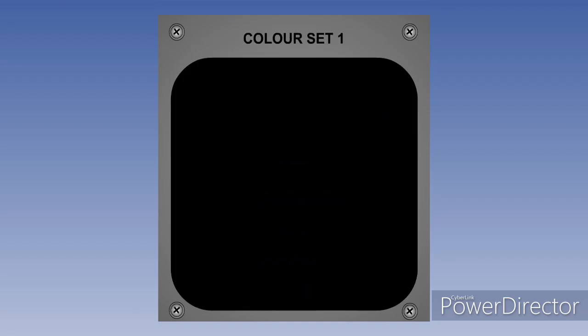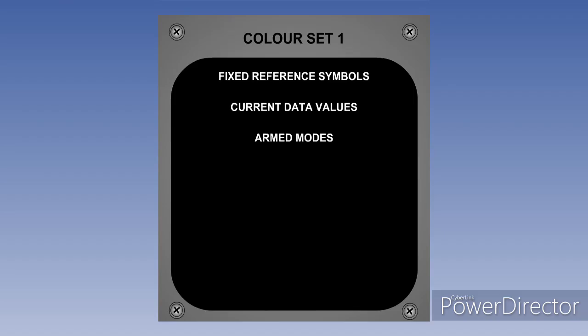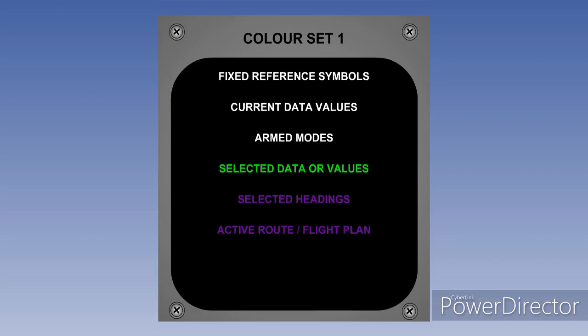In addition, Boeing use Colour Set 1, as it is called, which complements but does not conflict with the EASA CS25 standard. Fixed reference symbols are white. So are current data values. And armed modes. Selected data or values are green. Selected headings are magenta. And so is the active route or flight plan.